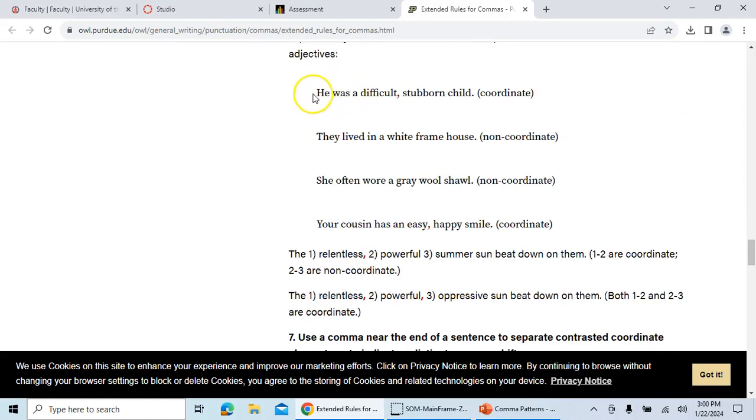So, he was a stubborn, difficult child. In this case, we could switch difficult and stubborn and it wouldn't make a difference. So we can put a comma there.